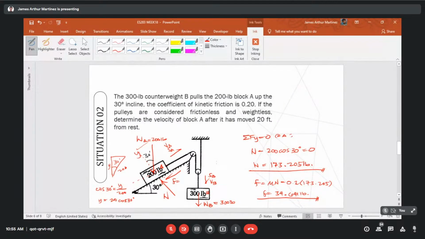So let's start analyzing now the system. So we have to relate the displacement of A and B and also its velocity. So how do we relate that one? SA is by the way given, no? There is a displacement given. So if block A displaces by 20 feet, how much would be the displacement of point B? So if this length of the cord is the displacement of block A, then that length is equivalent to this length.